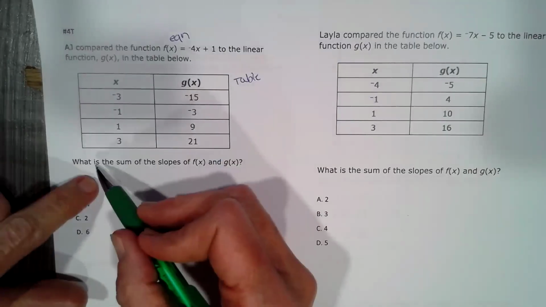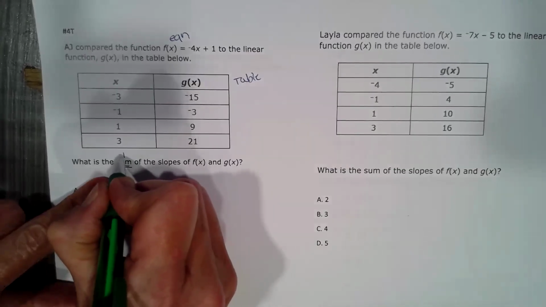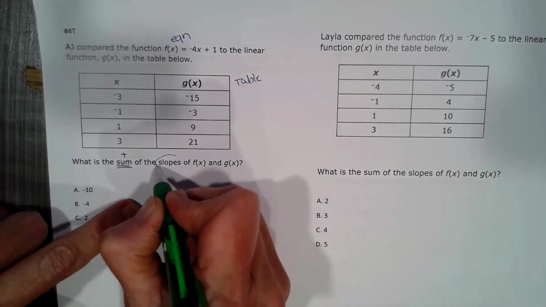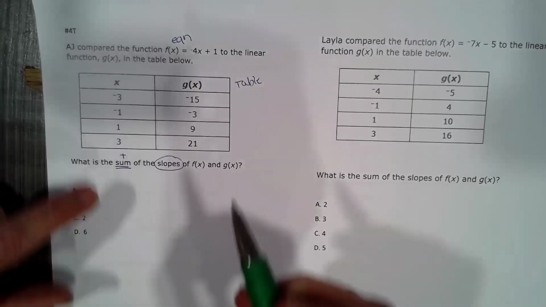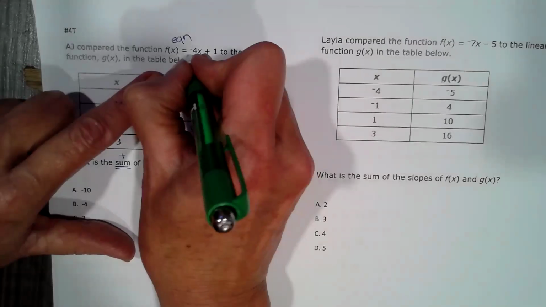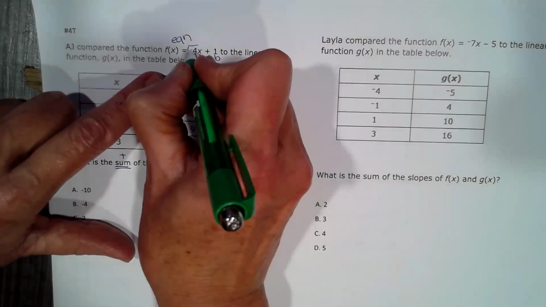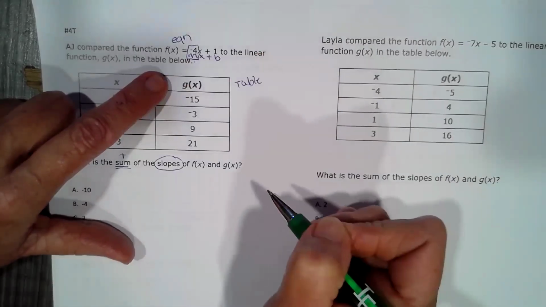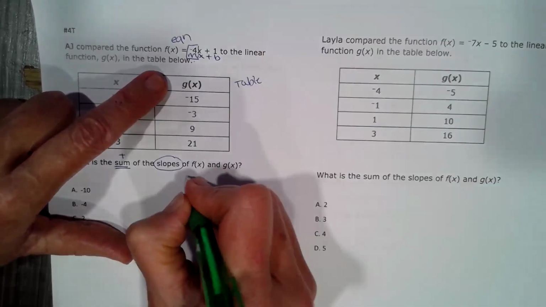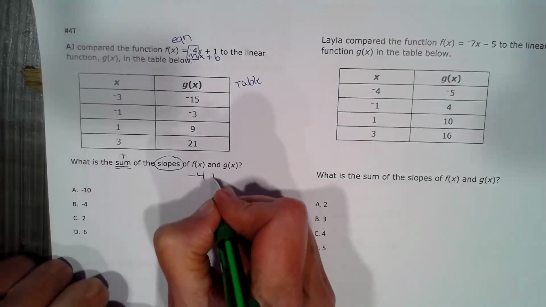What are we doing? This is a key, sum means add, the slopes. So we need to find the slope. So notice this is in mx plus b form, and m is the slope. So one of my slopes is -4. So I'm just going to come right here and write -4. And then sum means plus.